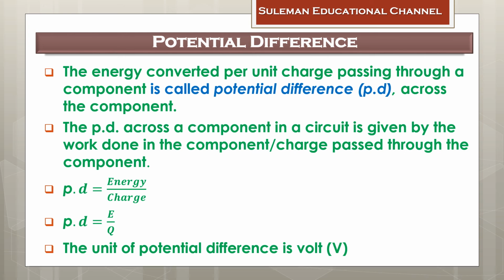Keep in mind that EMF and potential difference are two different things. Potential difference is measured across the component like resistance, lamp or heater, whereas electromotive force or EMF is measured across the source such as cell or battery.